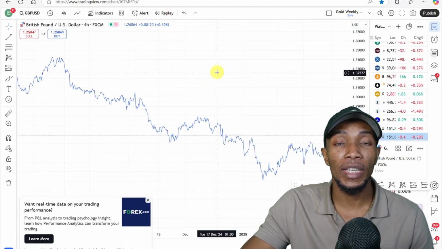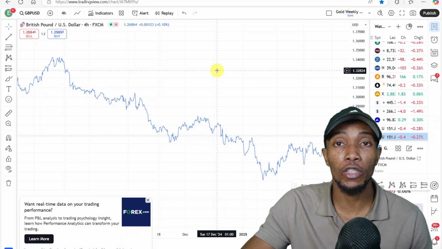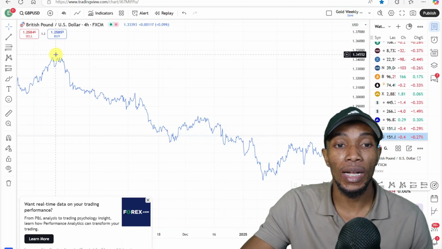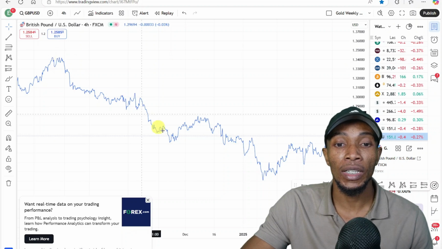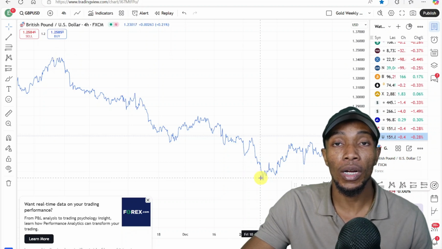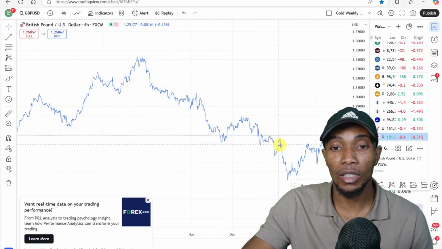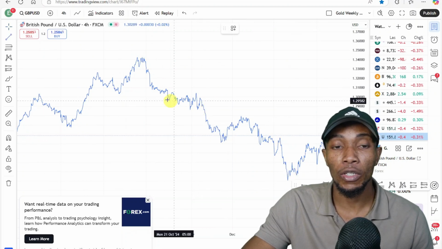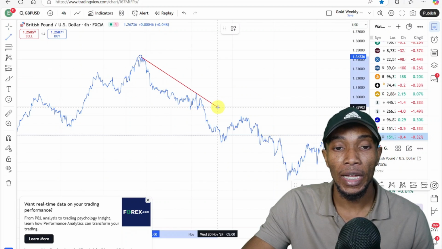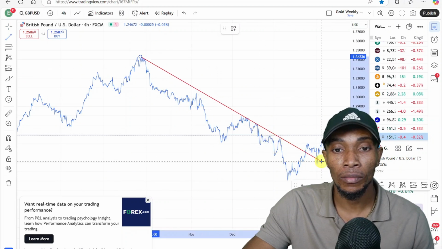One of the key things when drawing a trend line is that you want to have at least 3 to 4 touches on your trend line. So you're going to look for a swing high to draw a downtrend or a swing low to draw an uptrend. Here we have a high here and then the trend started going down. So we're going to swing from point A, ensuring we have at least 3 touches.